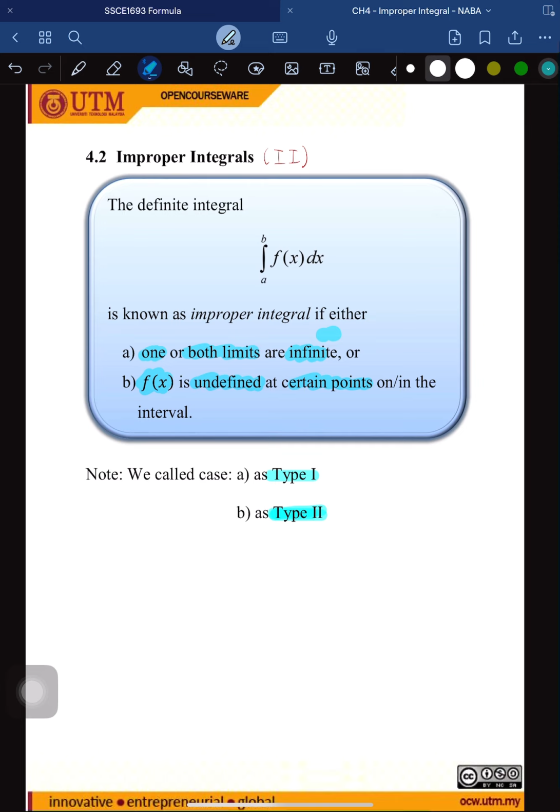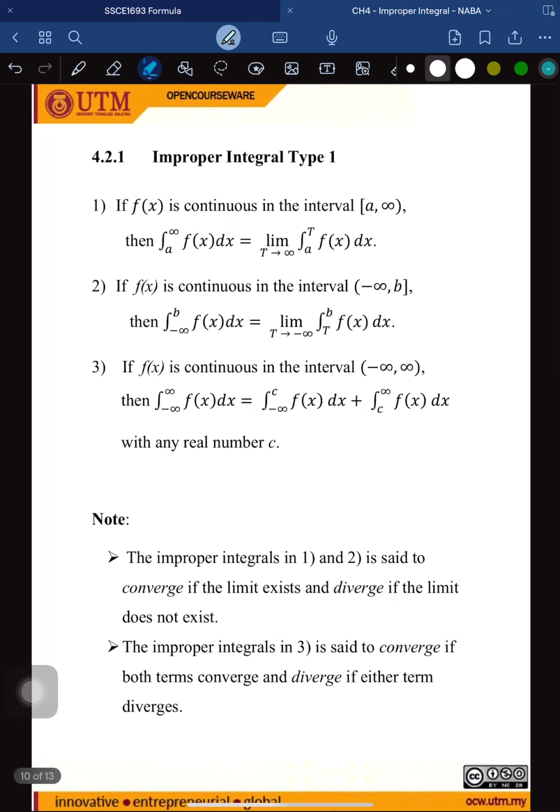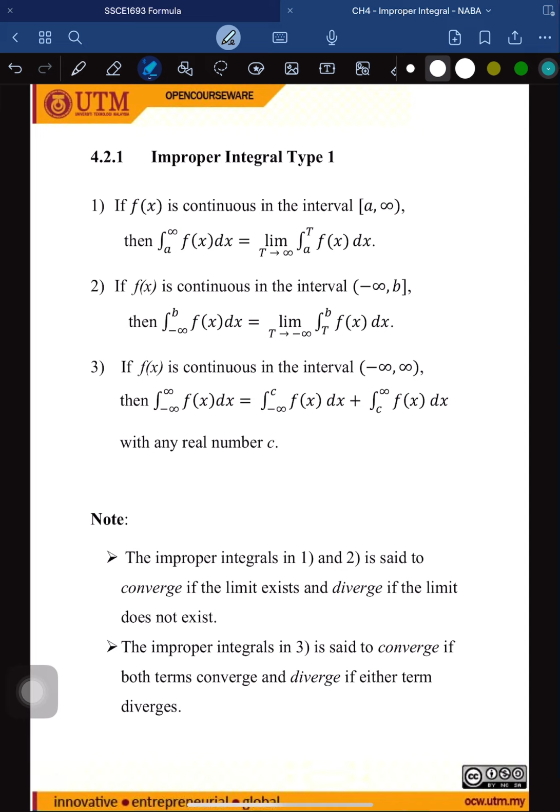So for type 1, one or both limits are infinite. And for type 2, the function is undefined at a certain point. Okay, so this is type 1. Type 1 is if we have a limit at infinity. For example, number 1, if the function is continuous in the interval here, we have infinity at the upper limit.